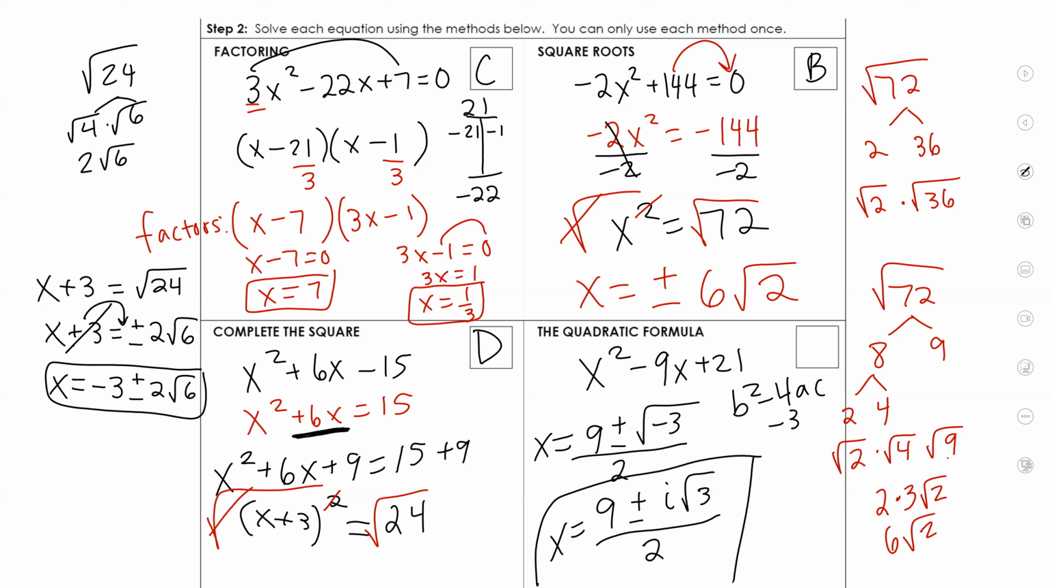Our discriminant was negative. That's why we got two imaginary solutions. One answer is 9 plus i square root of 3 divided by 2. Your other one is 9 minus i square root of 3 divided by 2. You got two imaginary solutions. So you guys can predict how many solutions you'll have and what kind based off of the discriminant. When you did b squared minus 4ac here, you got negative 3. So I knew I would have an i in my answer. It would be imaginary. All right, I'm going to end it here.